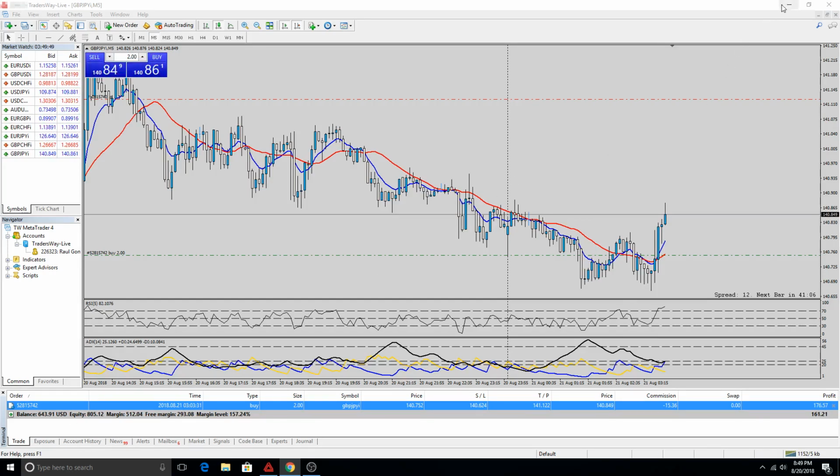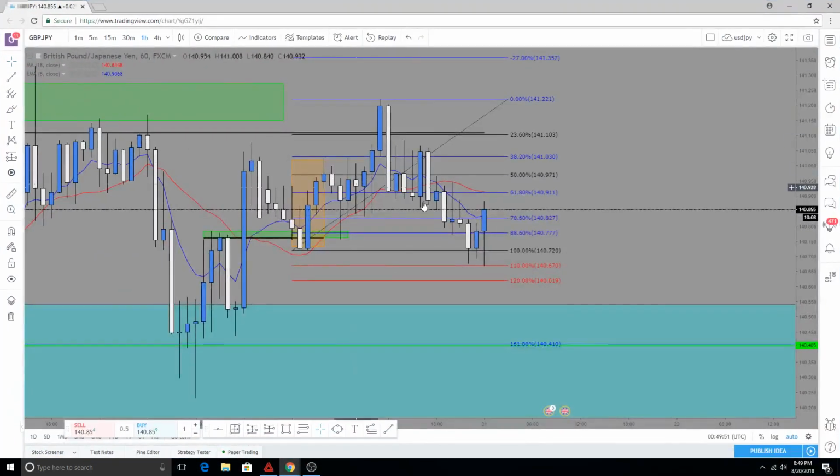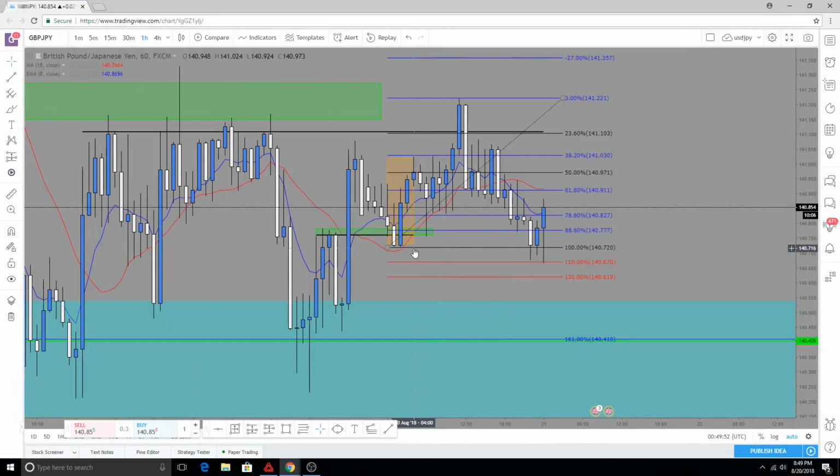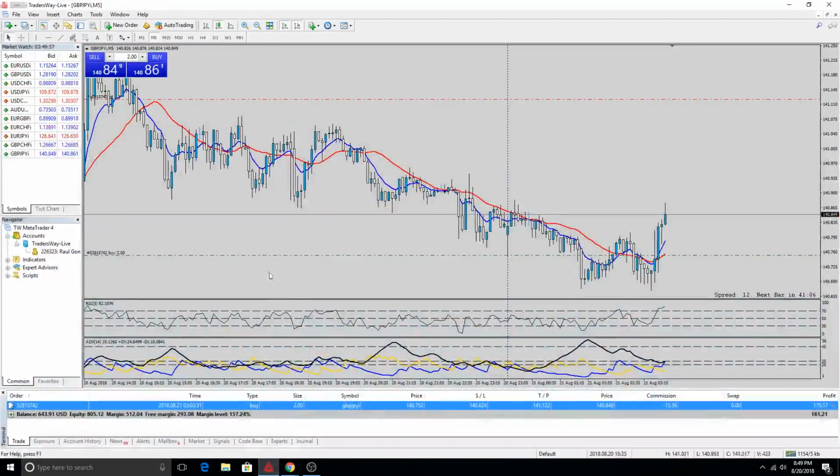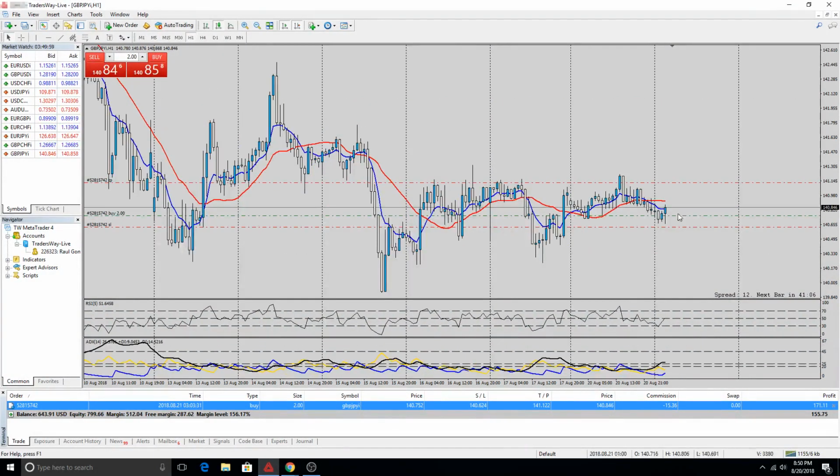So I'm going to be going over why I took this trade. Currently we are on GBP JPY. My entry is somewhere down here, so I'm going to add a long and short position. I always recommend adding long and short positions because it helps you not look at the profit.